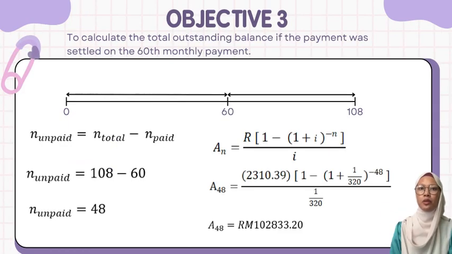Objective 3, to calculate the total outstanding balance if the payment was settled on the 60th monthly payment. First, we need to find N unpaid. N unpaid equal to N total minus N paid. N unpaid equals 108 minus 60. N unpaid equals 48. Now we will use the formula of AN equals to R multiplied by 1 minus in bracket 1 plus I to the power of negative N over I. A48 equals 2,310 and 39 cents multiplied by 1 minus in bracket 1 plus 1 over 320 to the power of negative 48 over 1 over 320. A48 equals 102,833 ringgit and 20 cents.